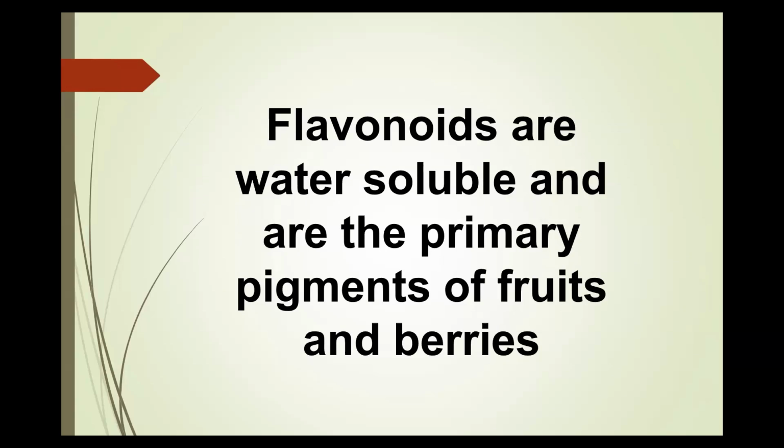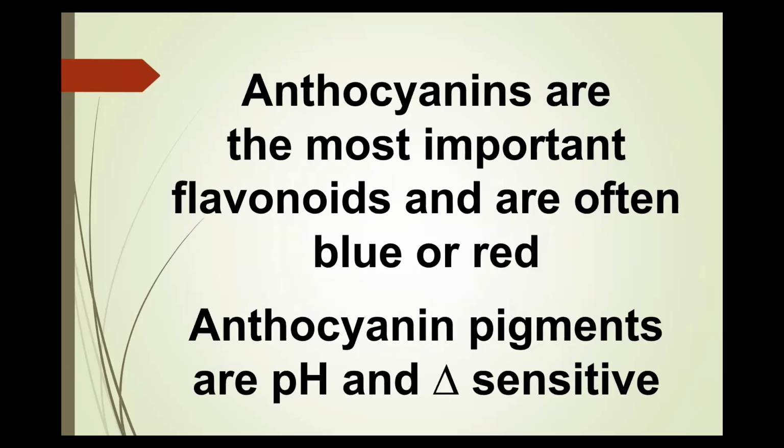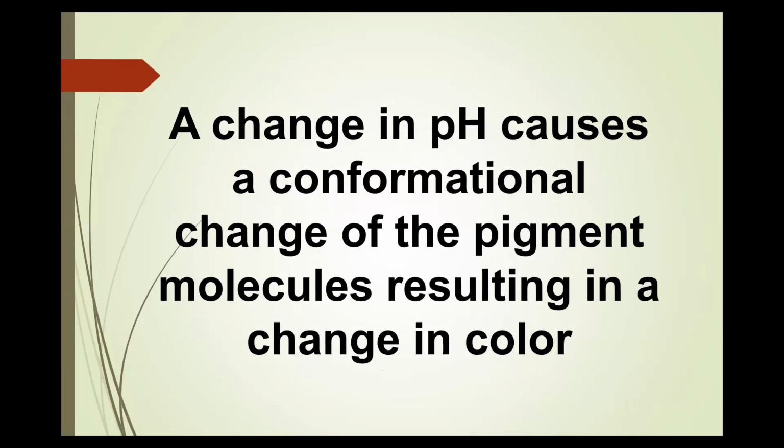Flavonoids are water-soluble and are the primary pigments of fruits and berries. Anthocyanins are the most important flavonoids in fruits and berries and are often blue or red. Anthocyanin pigments are pH and heat sensitive. A change in pH causes a conformational change of the pigment molecules, resulting in a change in color.